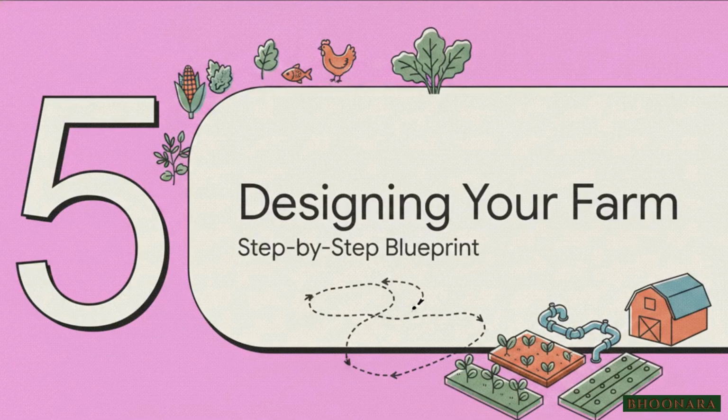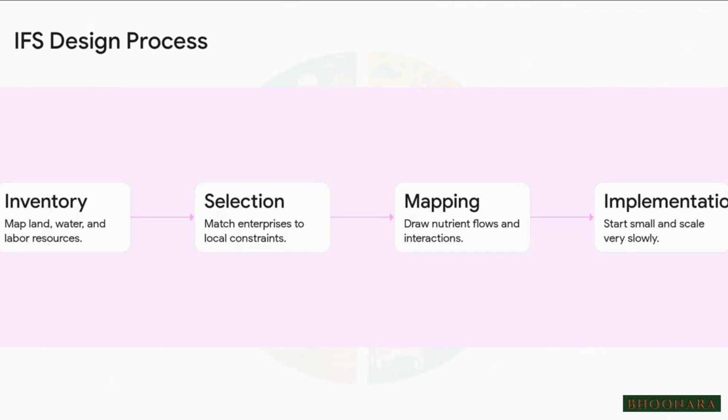Finally, Section 5, Designing Your Integrated Farm, a step-by-step blueprint. So the crucial point is, how do we actually bring this to your land? It comes down to a clear 4-step design process. Step 1. Do a resource inventory. Map your soil, your water, and your labor accurately. Step 2. Enterprise selection. Pick the right crops, fish, or livestock that actually fit those local constraints. Step 3. Interaction mapping. Literally draw out how the waste from one thing will feed the other.